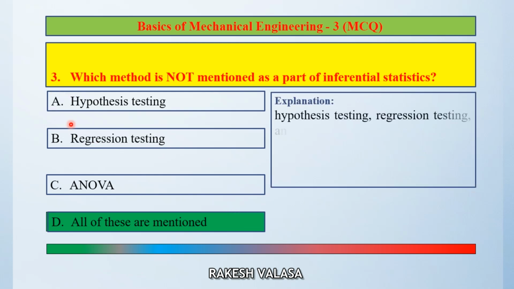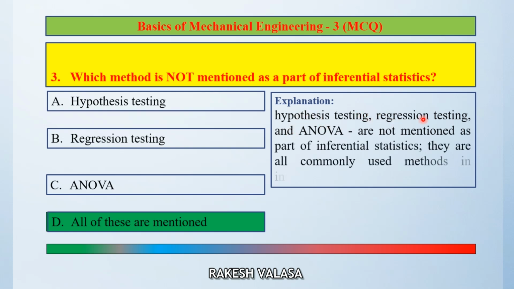The mentioned three, hypothesis testing, regression testing, ANOVA, are not mentioned as part of inferential statistics. They are all commonly used methods in inferential statistics. So the correct answer is option D. All of these are mentioned.